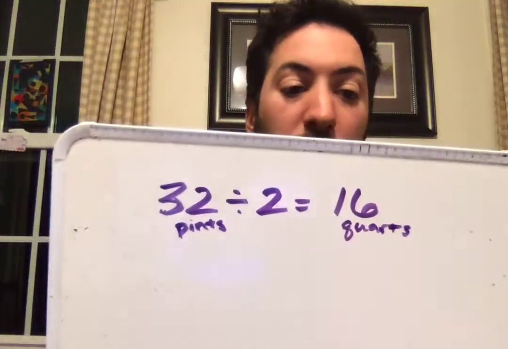So we need to go from pints to gallons. Here's the thing. We can't go straight from pints to gallons. We need to go pints to quarts, then quarts to gallons. So for pints to quarts, you take the amount of pints, 32, and you divide it by the magic number, which is 2, and you get 16. 32 divided by 2 is 16. So we had 32 pints divided by the magic number of 2, and now you have 16 quarts.